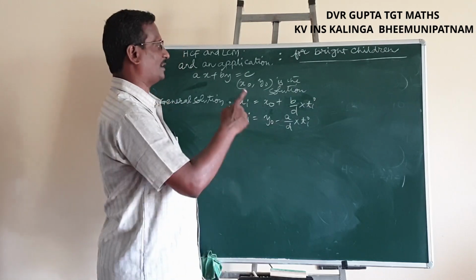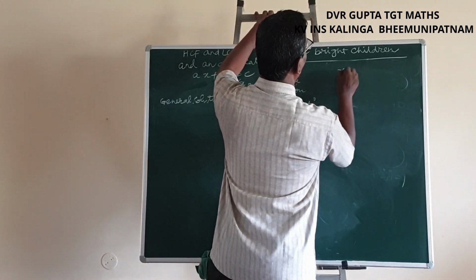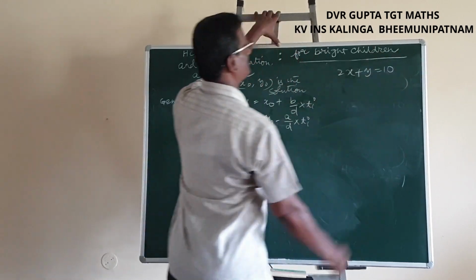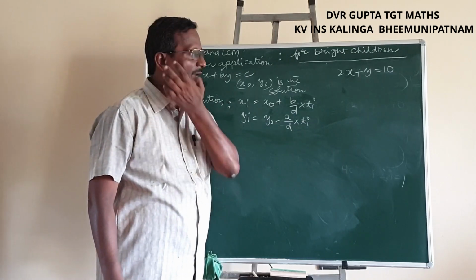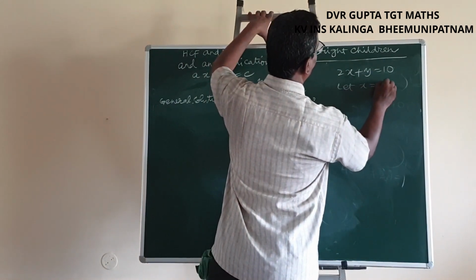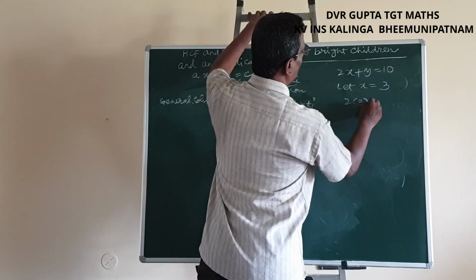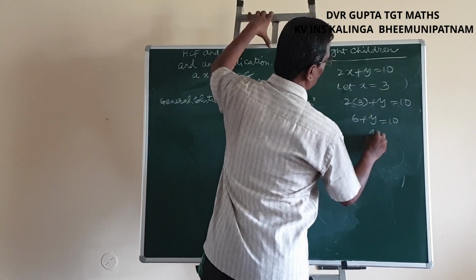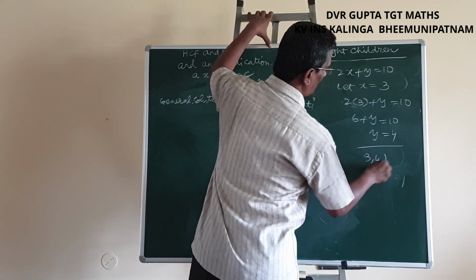Now, by taking a particular example, let us do an equation: 2x plus y is equal to 10. For the base solution, we have to do a calculation and find one solution. Let x is equal to 3. Suppose x is equal to 3, 2 into 3 plus y is equal to 10, 6 plus y is equal to 10, or y is equal to 4. 10 minus 6 is equal to 4. So the base solution is 3, 4.